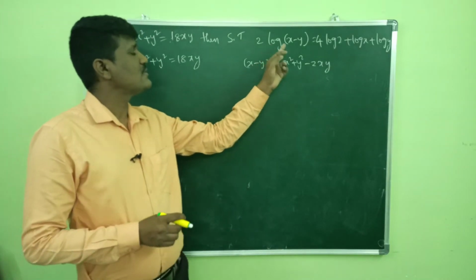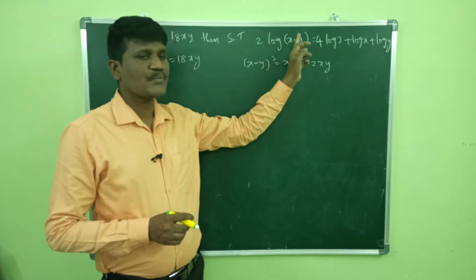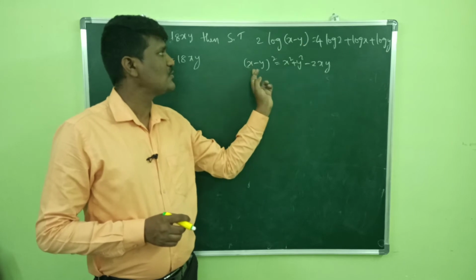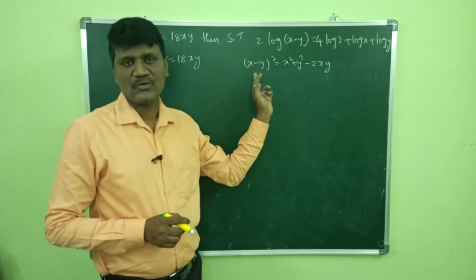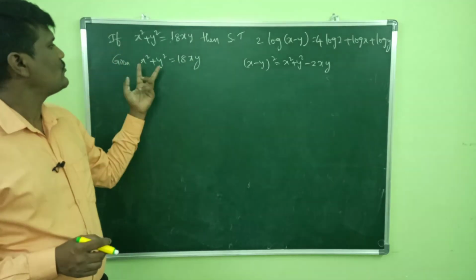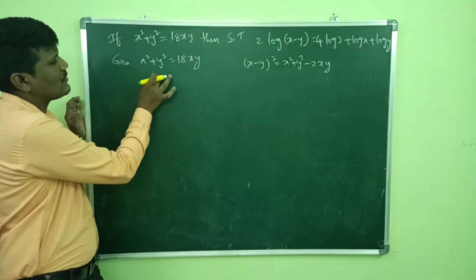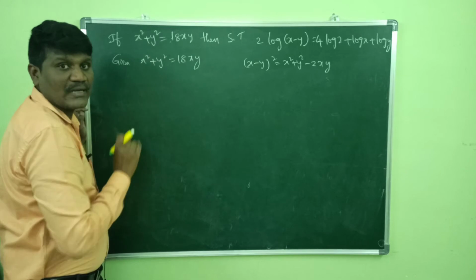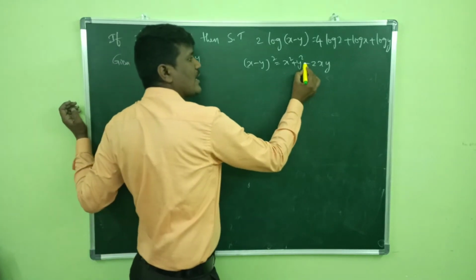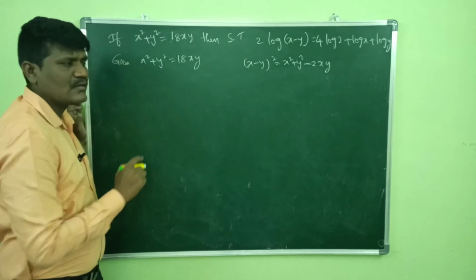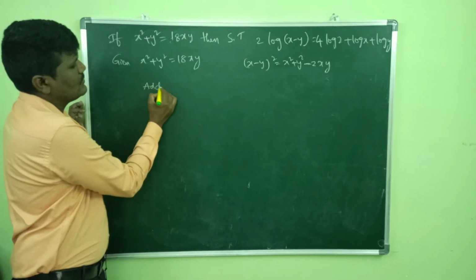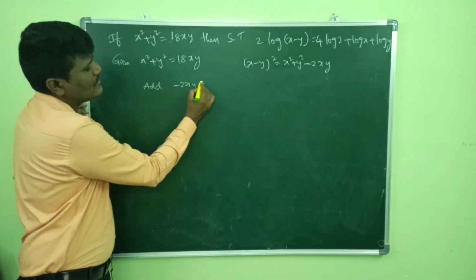Why? Because in the proof they asked us for log of x minus y. If it is x plus y, I should use the x plus y whole square formula. If it is x minus y, I should use the x minus y whole square formula. So if you observe the left hand side, x square plus y square, what is remaining? I need to get minus 2xy on the left hand side. So what you do is add minus 2xy on both sides.